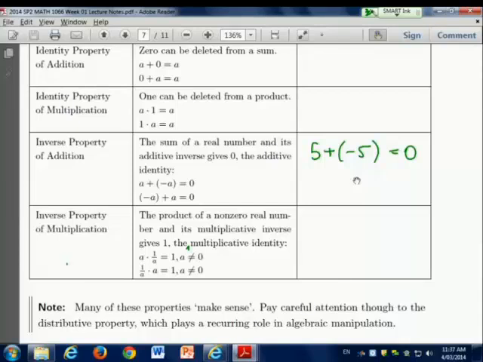And the same deal for multiplication. Let me give you a couple of examples because this one gets people sometimes. 5, if I multiply it by 1 on 5, I get 1. Works with fancier expressions too. x minus 3, if I multiply it by 1 on x minus 3, this property says I get 1. Yeah? It's going to come in really handy, that one. But not as handy as the distributive property.